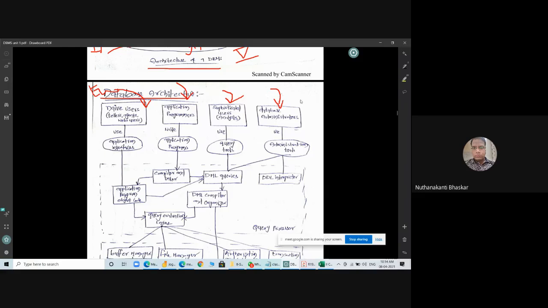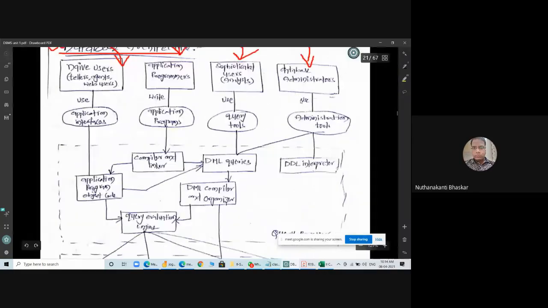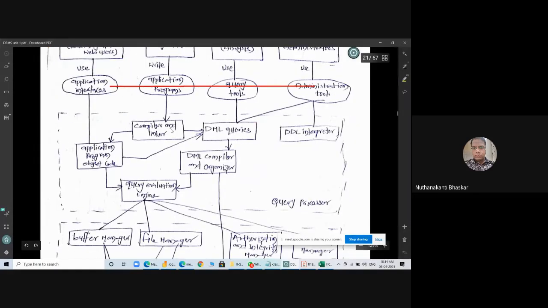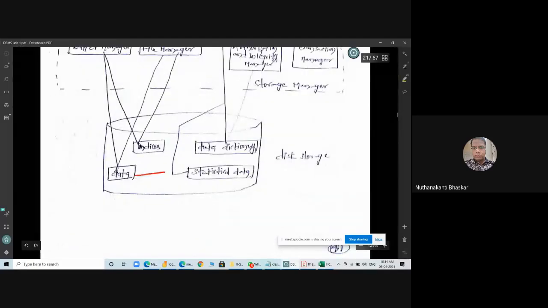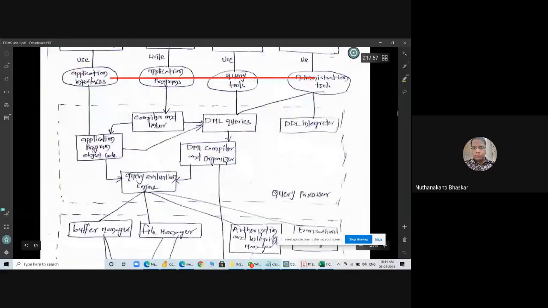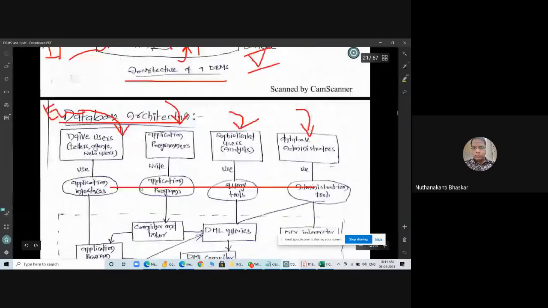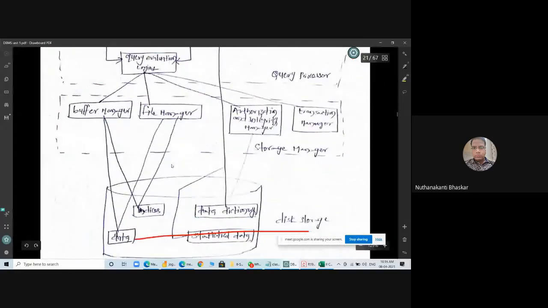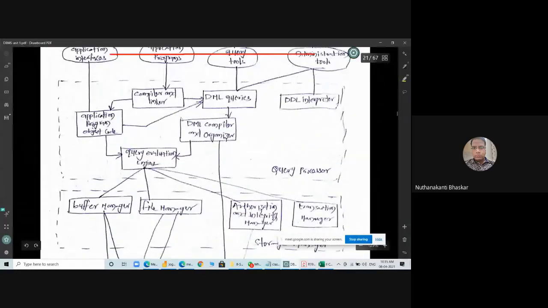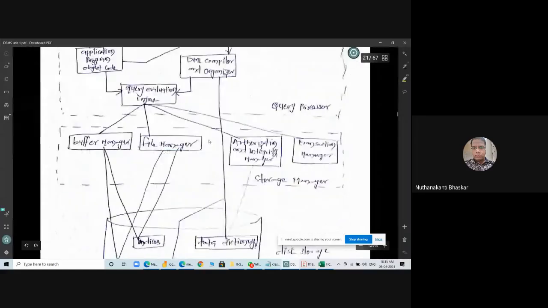Clear? Yes, sir. There is no change here actually. You already know this: query tools, administrative people, application programs. And how the compiler and linker work, how the application handles DML queries and DDL, and how it is moved down to physical storage is the same thing, but another textbook shows it link-wise. You can use the Ramakrishnan one, that is more than enough. If you want to understand more clearly, you can use the data structures from my notes.